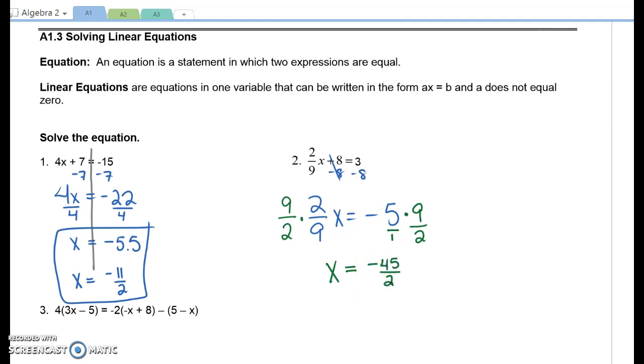Here's where I would be strategically lazy. The top number's odd, the bottom number's a 2. I can't take half of 45. I know that. So this is my answer. This is my simplified answer. If you want to punch it into your calculator, go for it. I believe it's negative 22.5. But be strategically lazy. If you don't need to punch it into your calculator, don't.